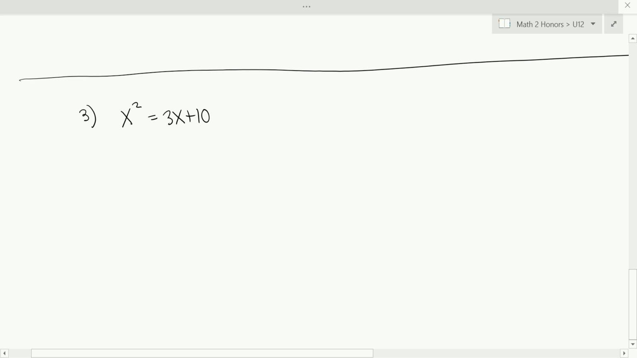Completing the square, you have some wiggle room. There are different ways to do that, so you don't have to have that. But definitely for factoring, and definitely for the quadratic formula, you have to have this thing equal to 0. So I'm going to start with that. So x squared minus 3x minus 10 is equal to 0. And then go ahead and solve by factoring.